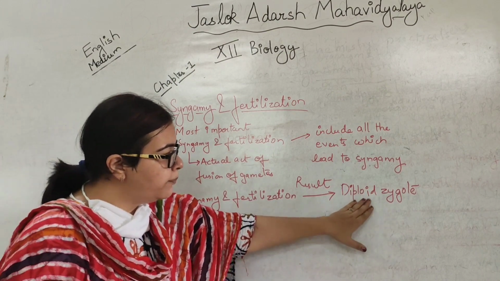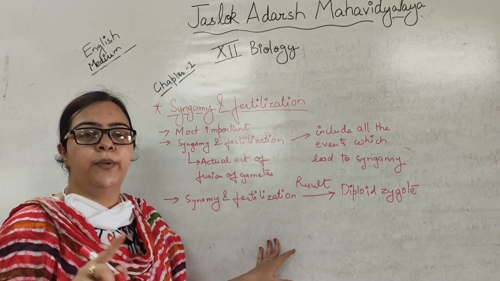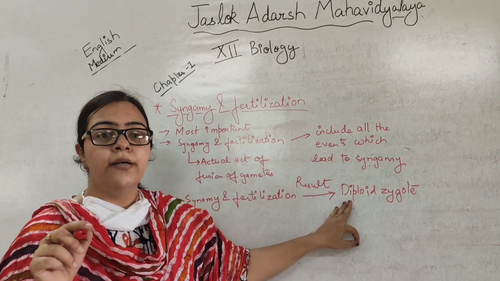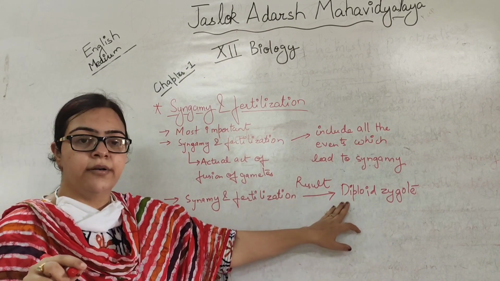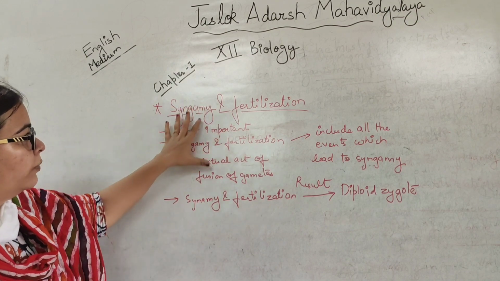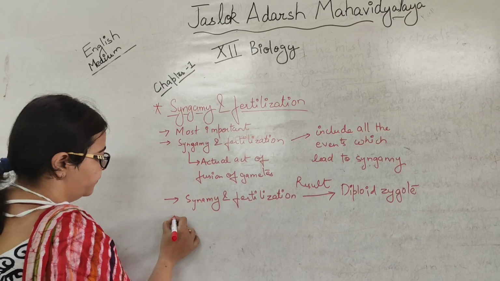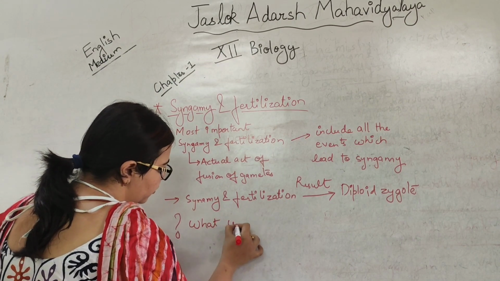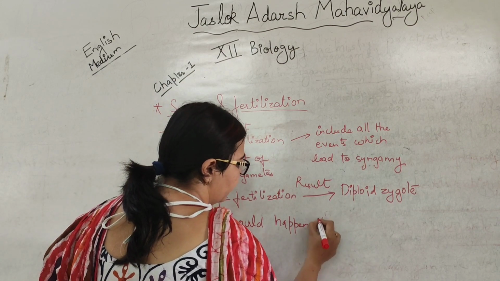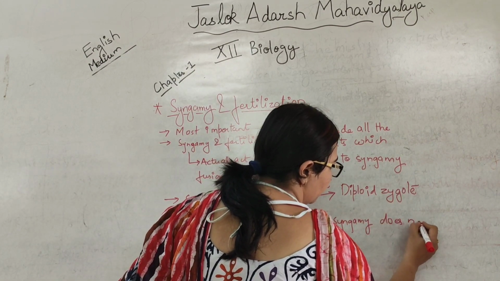Now, when we talk about this diploid zygote, it is a vital link that ensures continuity of the species between organisms of one generation to the next generation. This zygote serves the continuity of species between organisms of one generation to the next generation. Now I am going to ask you a question. If this whole process, that is syngamy, does not occur, what would happen? How will those organisms reproduce? What would happen if syngamy does not occur?